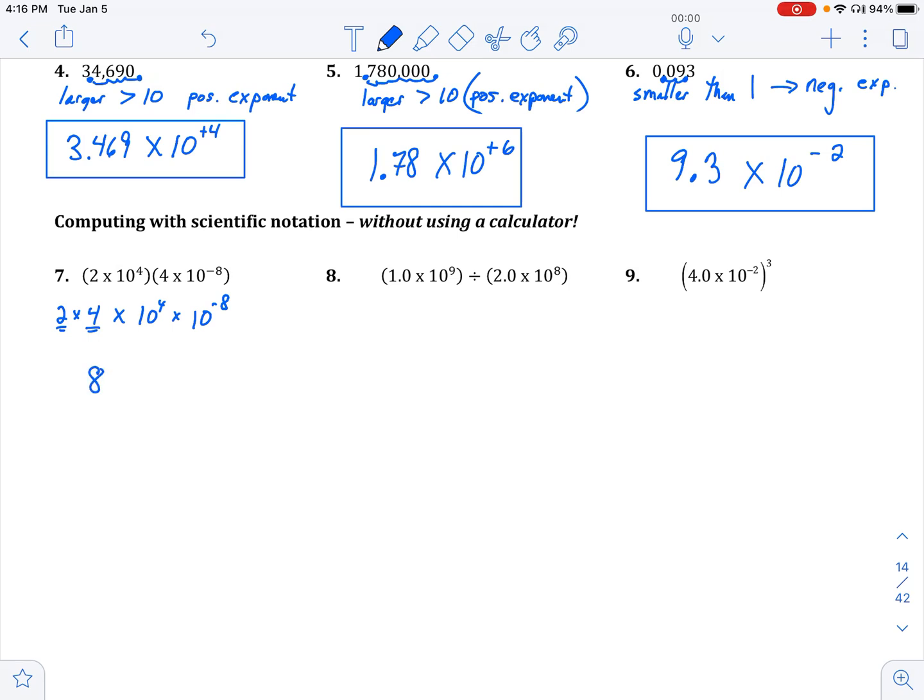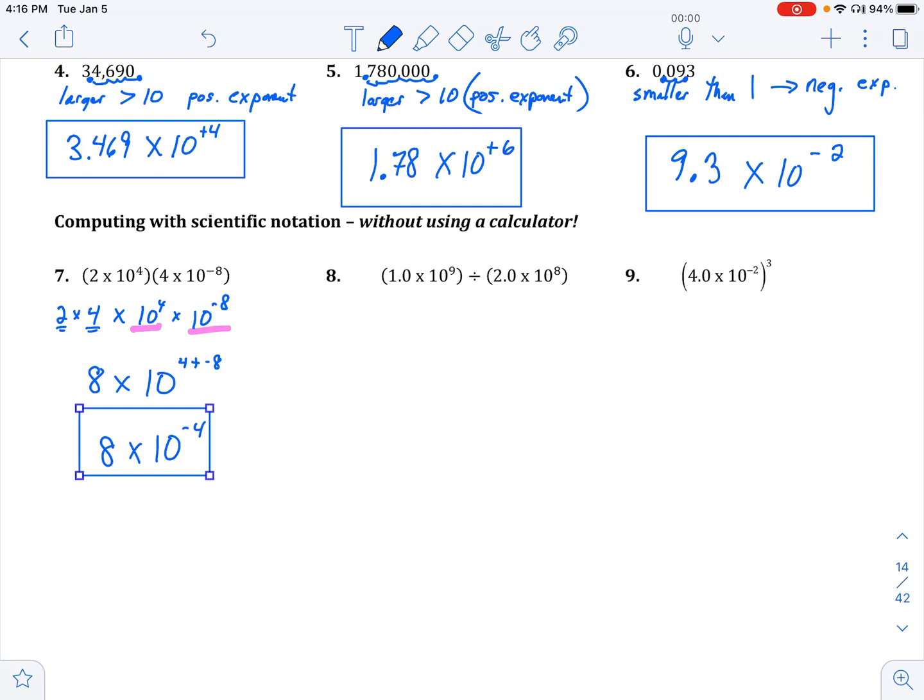We also realize that we have here 10 to the 4th and 10 to the negative 8th. Well, those are in fact the same base. So if those are the same base, I can add these exponents. And I'm going to end up with 8 times 10 to the negative 4th power. Nice and easy.